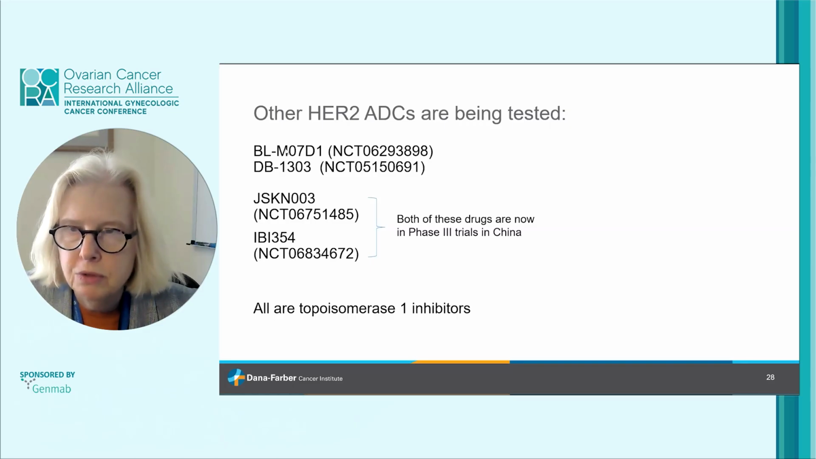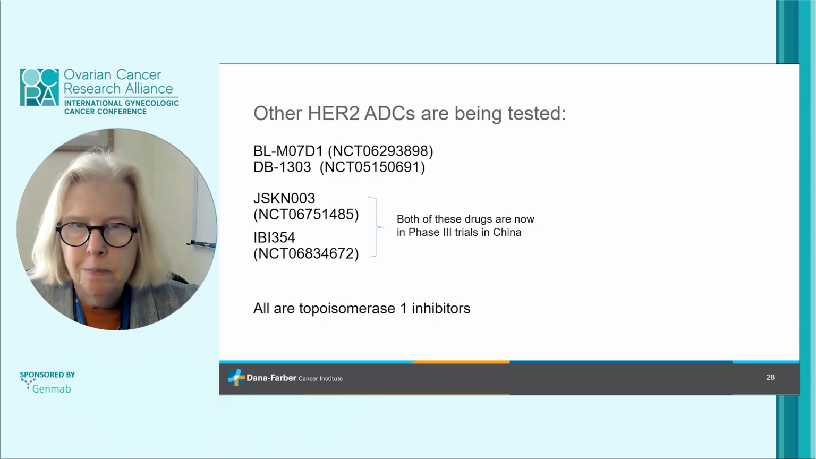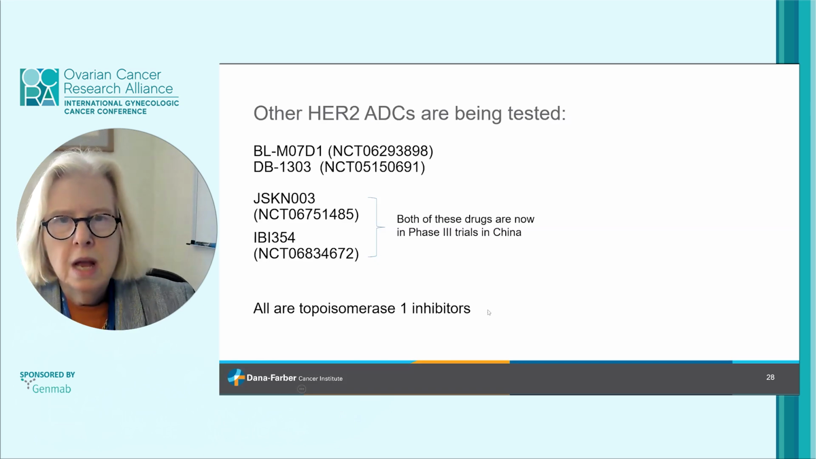We have this Systimune drug, BL-M07D1. This is from Duality Bio, DB-1303. And then there are two other drugs that are actually in phase 3 clinical trial in China right now for platinum-resistant ovarian cancer. And all of these drugs are topoisomerase 1 inhibitors.